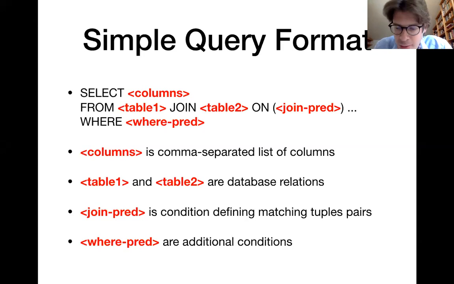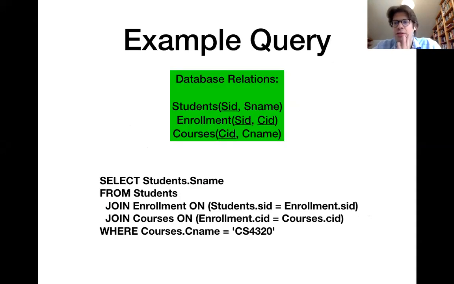Let's make things more concrete by an example query. Now, this example query refers to the database that you see on top, marked in green. It is pretty much the database that we have seen last time. It's a database containing information on students and the courses they're taking.